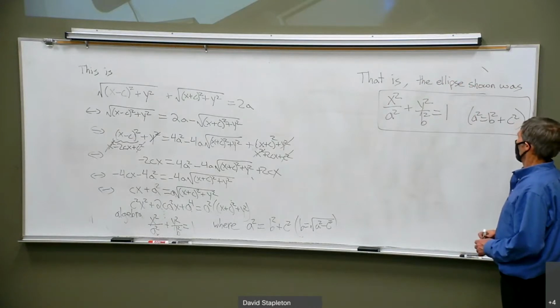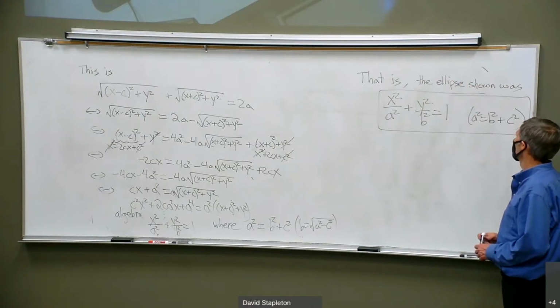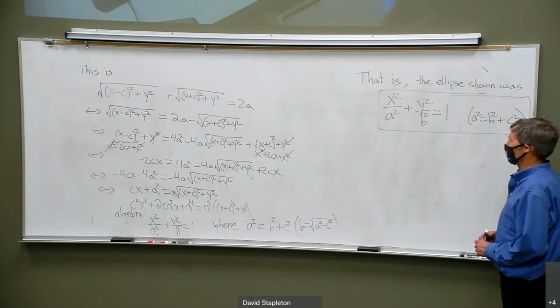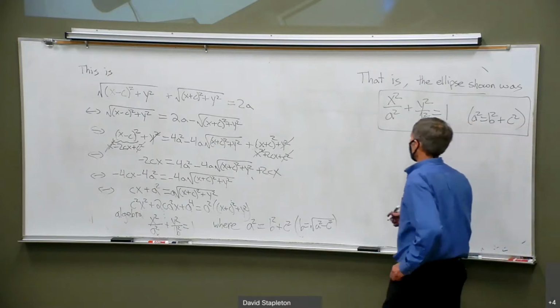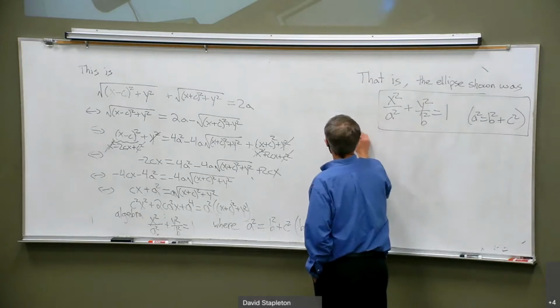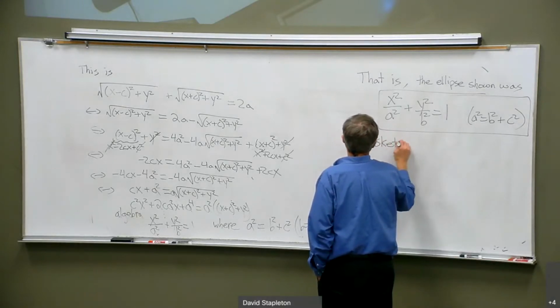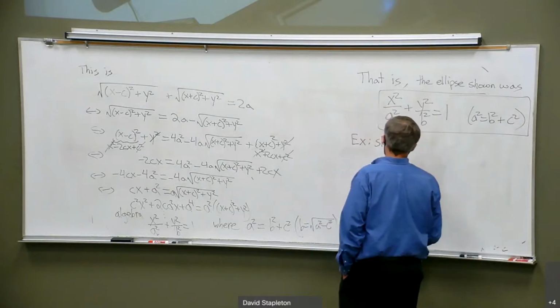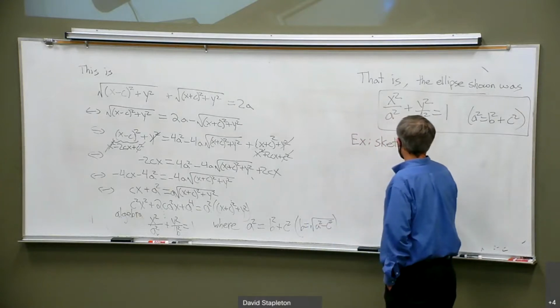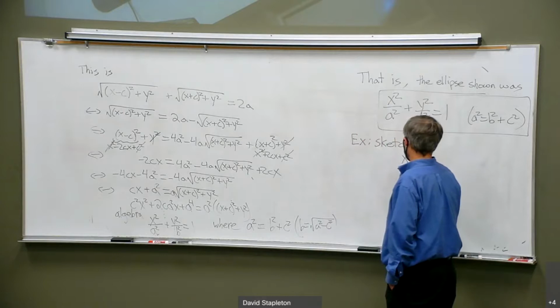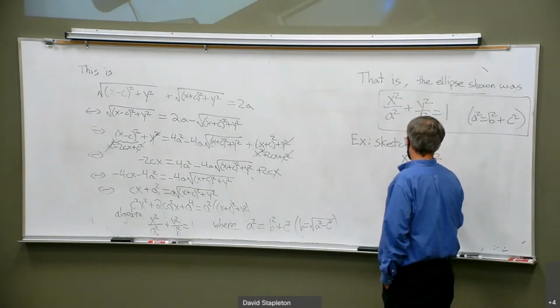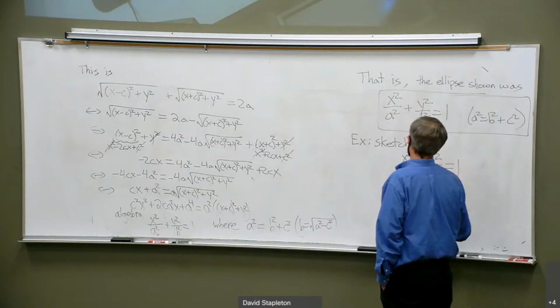All right. That's the equation. Now we have to try and sketch one of these. Suppose I said sketch the ellipse x squared over 9 plus y squared over 4 equals 1. I wonder what that looks like.